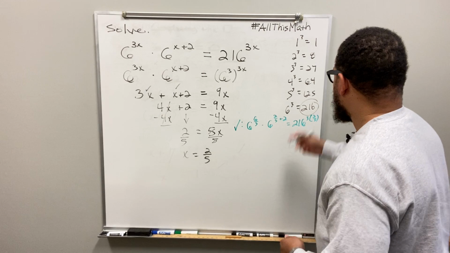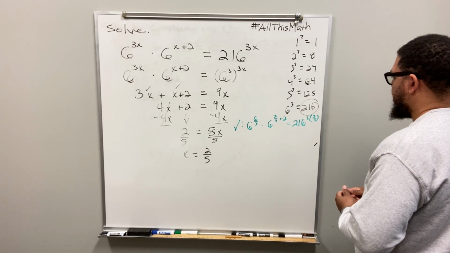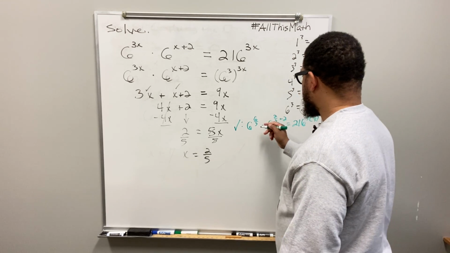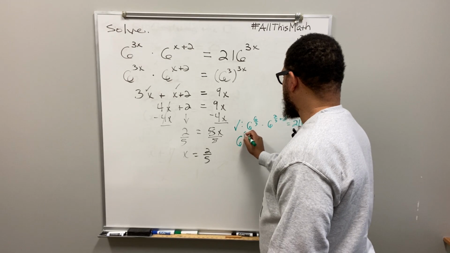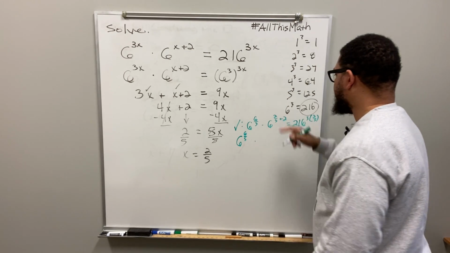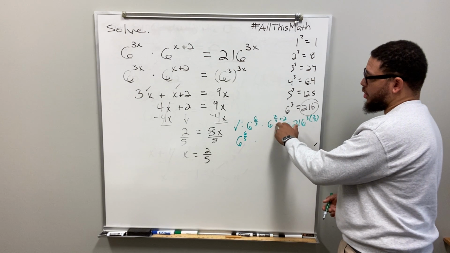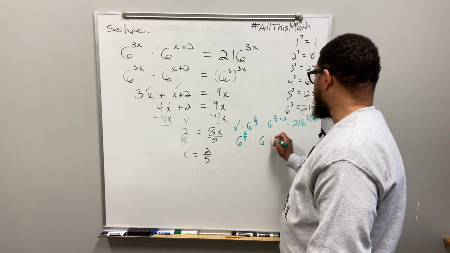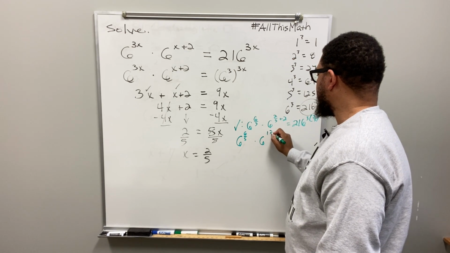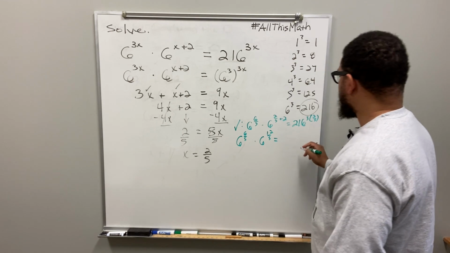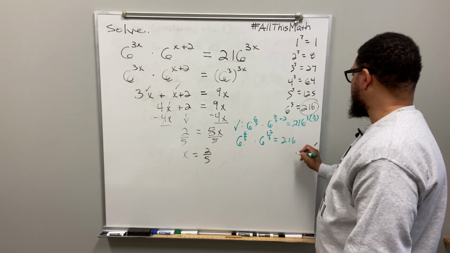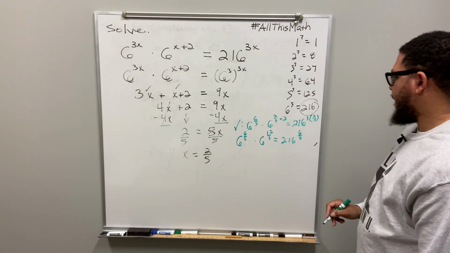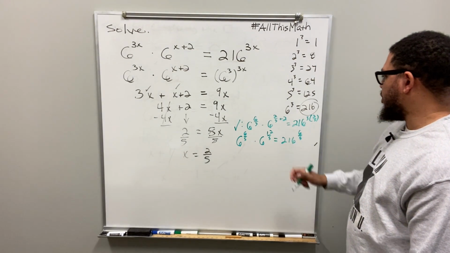All right, so let me break this down. Make sure that this is correct. So 6 to the 6/5, I'm going to write that over again. And then 2/5 plus 2, I need common denominators. 2 is the same thing as 10/5. So that's going to be 6 to the 2/5 plus 10/5, which is 12/5. And that's equal to 216 to the 6/5, right? So we got 6/5, 12/5.